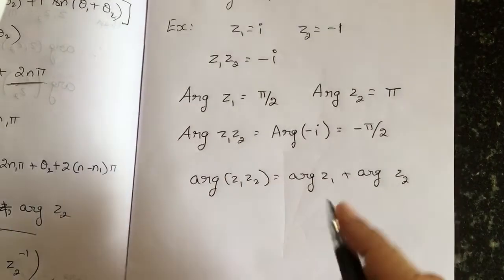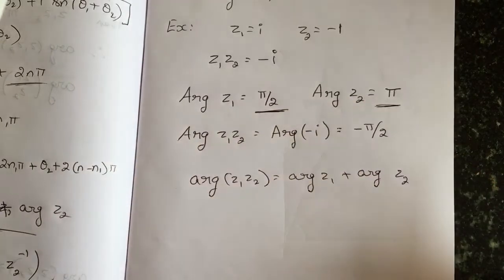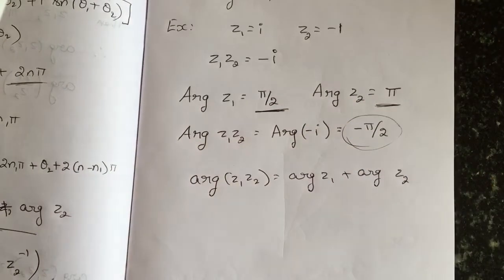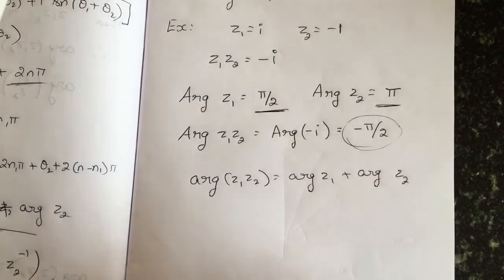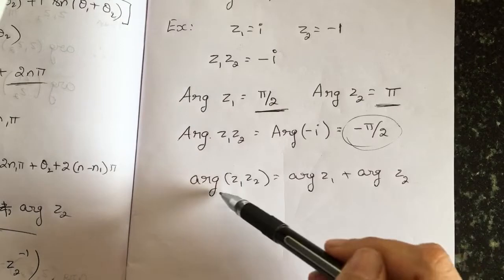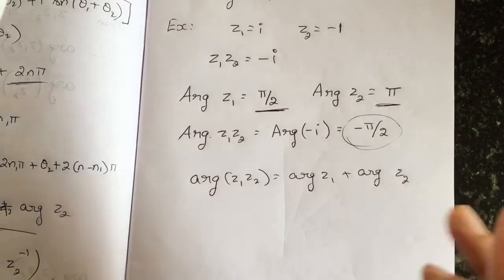But when you take the principal value, say this is pi by 2 plus pi, it's 3 pi by 2, which is not equal to minus pi by 2. So if you consider the principal argument of z, then this may not work. For a few examples it works, but not for all.